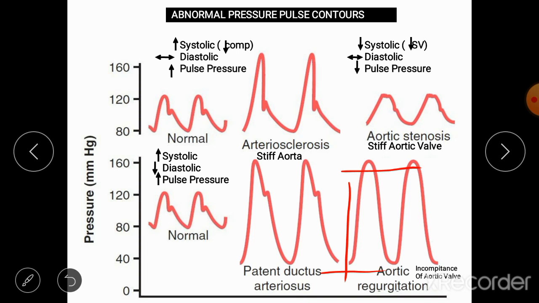Another important finding you will see in the graph of aortic regurgitation is that there is no incisura, as can be seen in a normal graph. The incisura is not formed because the aortic valve is not properly closed, and as I told you before, the incisura is formed when the aortic valve closes and the blood from the aorta fails to move back into the ventricle.